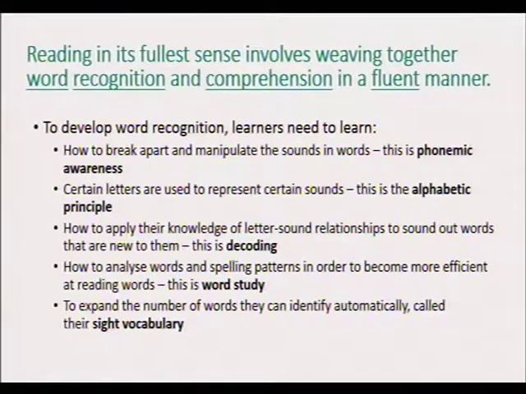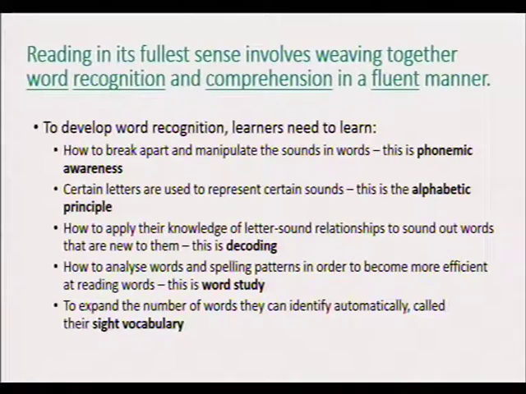To develop word recognition, the learner needs to know phonemic awareness and alphabetic principles. Now, alphabetic principles is when different letters are put together to form a new sound. So in phonemic awareness, they will just need to know that an A is an A and a B is a B. But for instance, with alphabetic principles, the learner would have to know that if we have an S and an H, they now produce a completely new sound, as in sh.